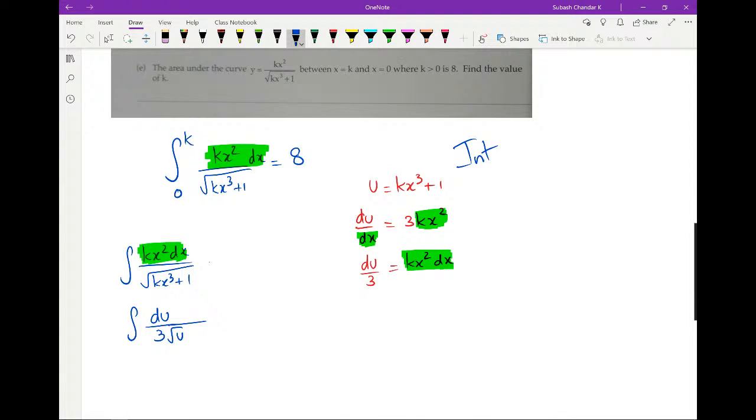Thanks, Suyash. I appreciate it, man. Yes, Dave, you could do reverse chain rule as well. That's absolutely fine if you're comfortable with it.